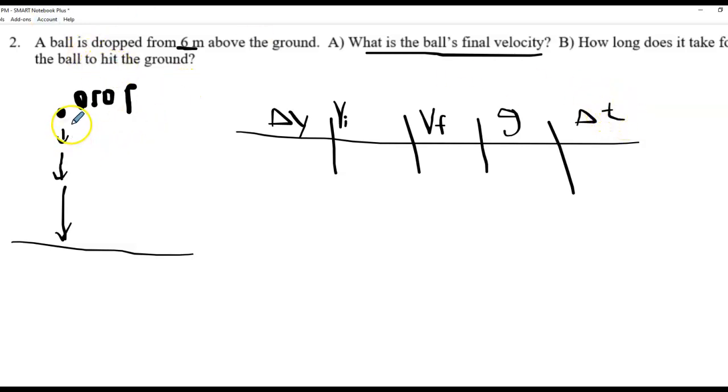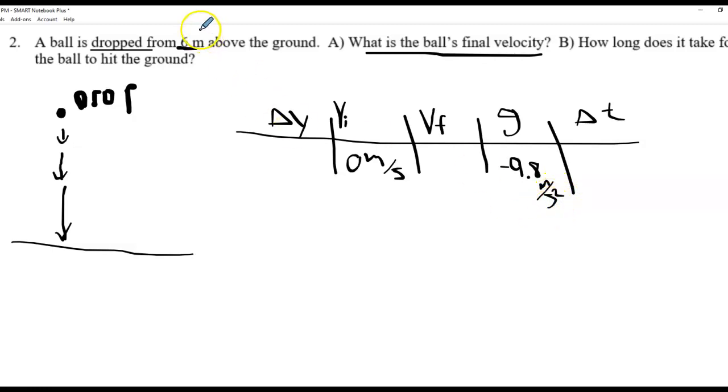All right. So first word that's important is dropped. So if you're dropping it, you're not throwing it up, you're not throwing it down. So your initial velocity is 0. So 0 meters per second is your vi. Gravity is negative 9.8. I know that because I know I'm on Earth. It doesn't specify otherwise, so we just make the assumption we're on Earth, so that's meters per second squared.